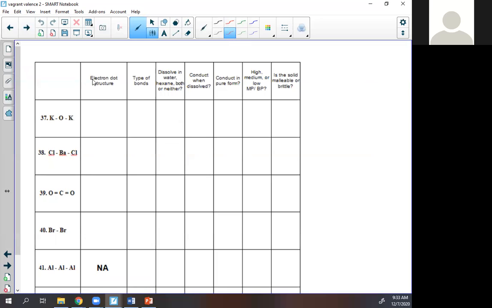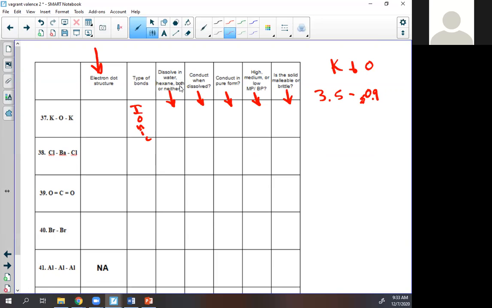For right now, speed-wise, don't worry about this column. Let's look at KOK. We'll skip this for a second, and let's determine its type of bonds. You simply find K and O, take the big and minus the small. Is it 3.5 minus 0.9? What would we consider this? It's ionic. Once you know it's ionic, all these questions are a piece of cake. We just look at our data table.